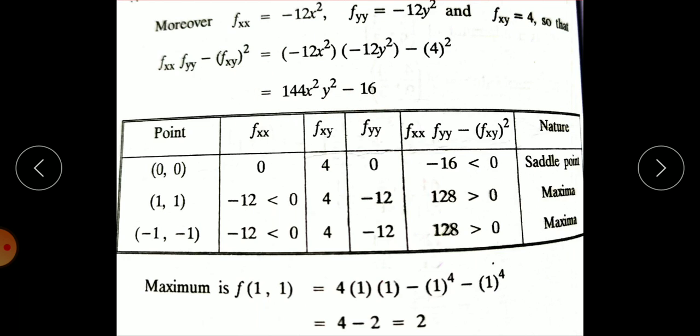Now we have to apply it and see whether it is greater than 0, less than 0 or equal to 0. We have to find that, so you get the answer like this. Now you have to draw the table like this: point, f_xx, f_xy, f_yy and this term, then nature.